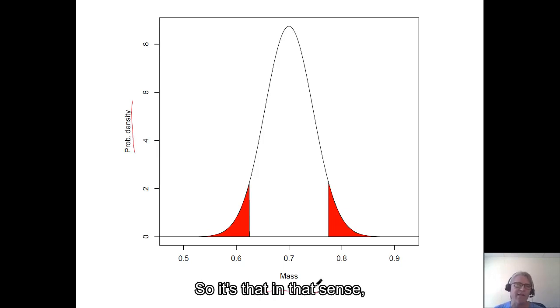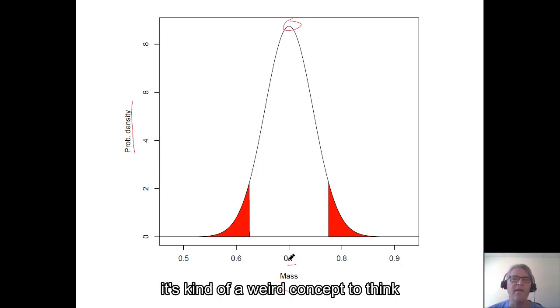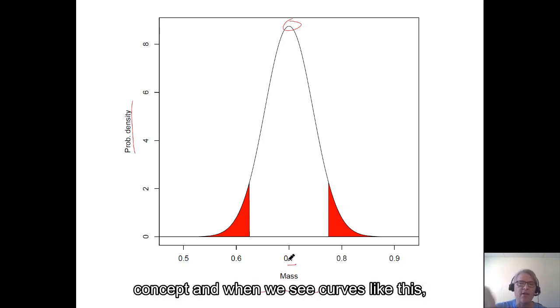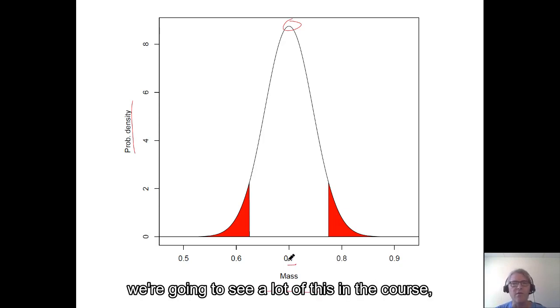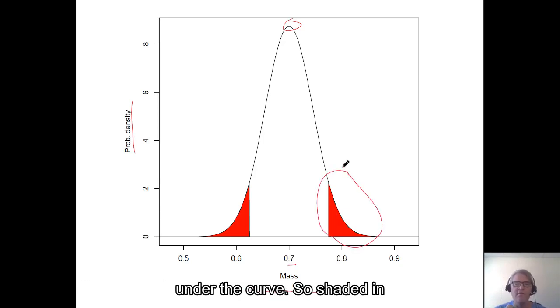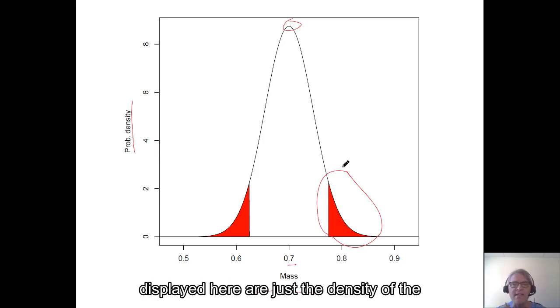That means it carries a lot of mass per unit volume. So in that sense, an area of high probability density, there's a lot of probability as you walk along the x-axis there. It's kind of a weird concept to think about, but it's a crucial concept, and we're going to see a lot of this in the course. When we talk about the probabilities from these curves, we're looking at areas under the curve, shaded in areas. Those are actual probabilities. The actual values that you see displayed here are just the density of the probability, not the probabilities themselves.